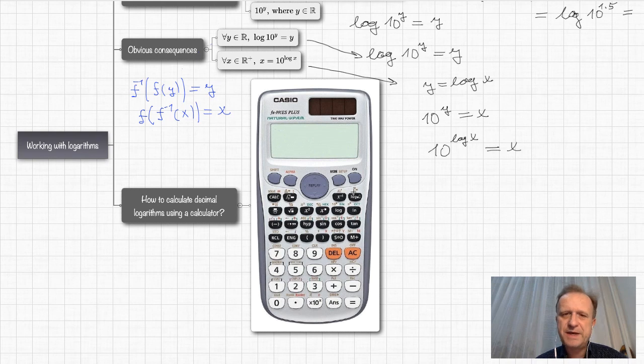So you will practice that in what follows in the exercises and in the examples.